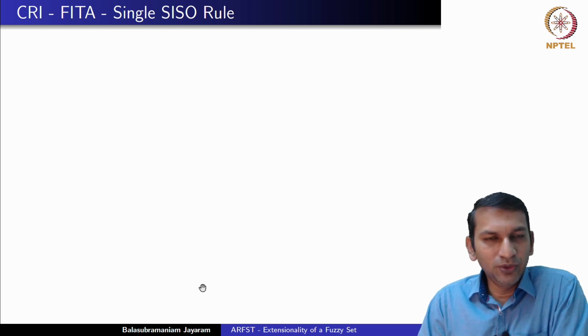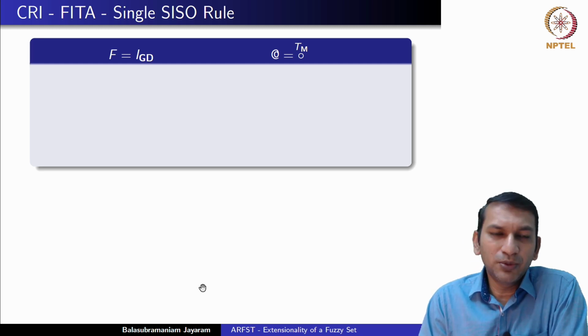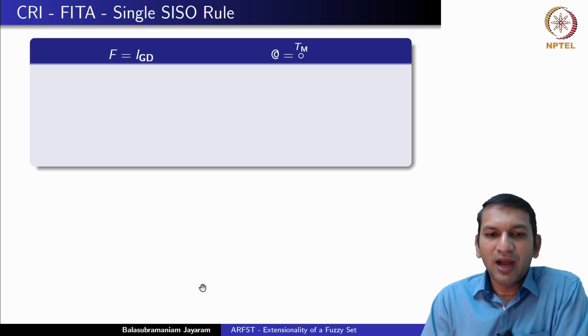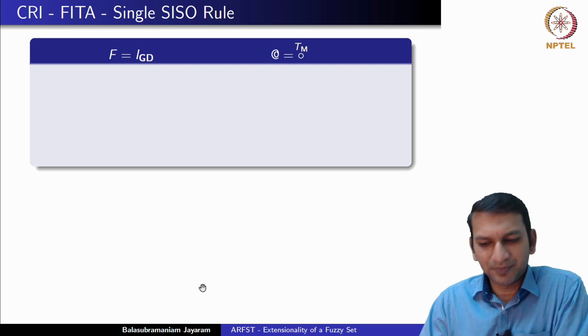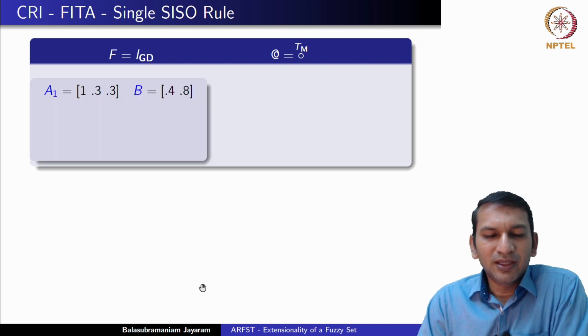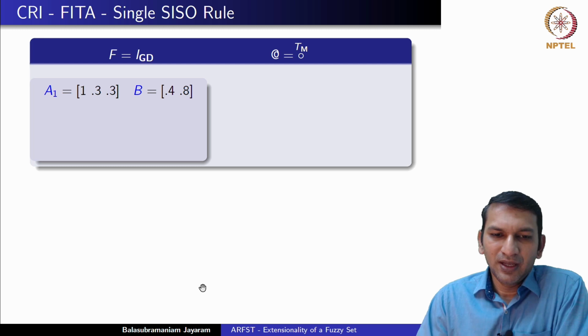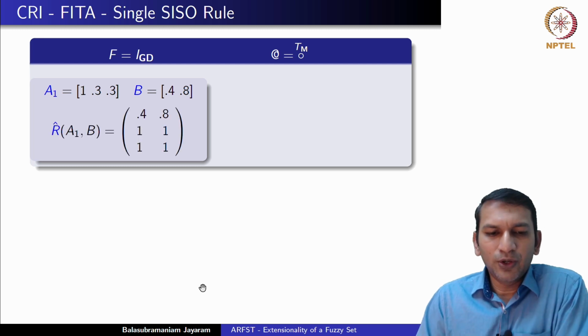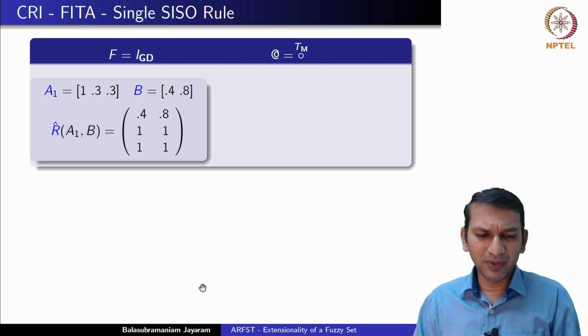So let's assume that we have a rule A implies B, and since it is CRI, we have to use a sup-T composition. For that, we have taken the sup-min composition. And the operation F, required to obtain the relation from the rule, is the Gödel implication. Let's assume the rule is A1 implies B. A1 is given as this fuzzy set 1, 0.3, 0.3 and B is 0.4, 0.8. Now, we know that we obtain the relation from the rule using this implication F, the Gödel implication.